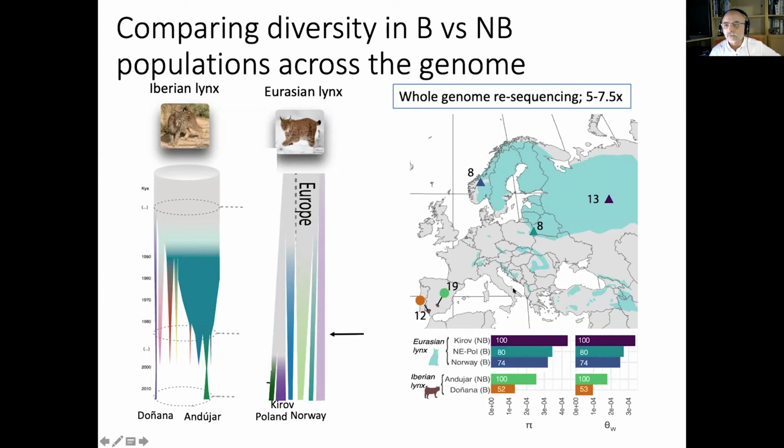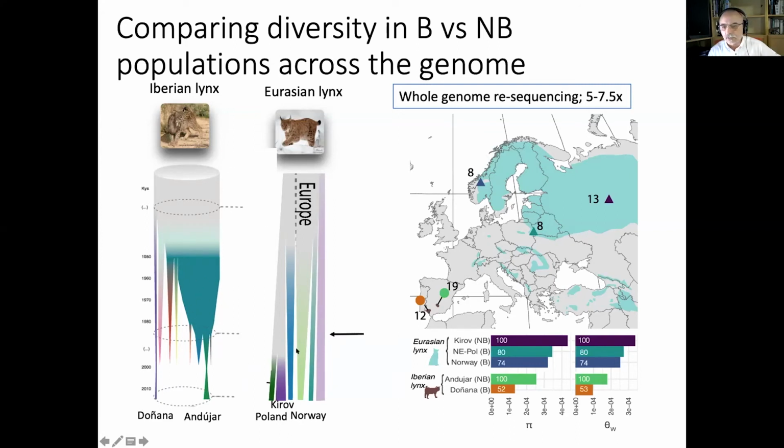We will focus on one population here in Kirov in Russia that's healthy, that's been connected until the present, in contrast with these other, Norway and Poland, peripheral populations that have been isolated and have suffered some genetic erosion. And we are also using the Iberian lynx, Doñana, the one that was isolated, we estimated like 200 years ago, and has remained at small population sizes. We contrast that with the Andújar population that only a few years ago was part of a large and well-connected population.